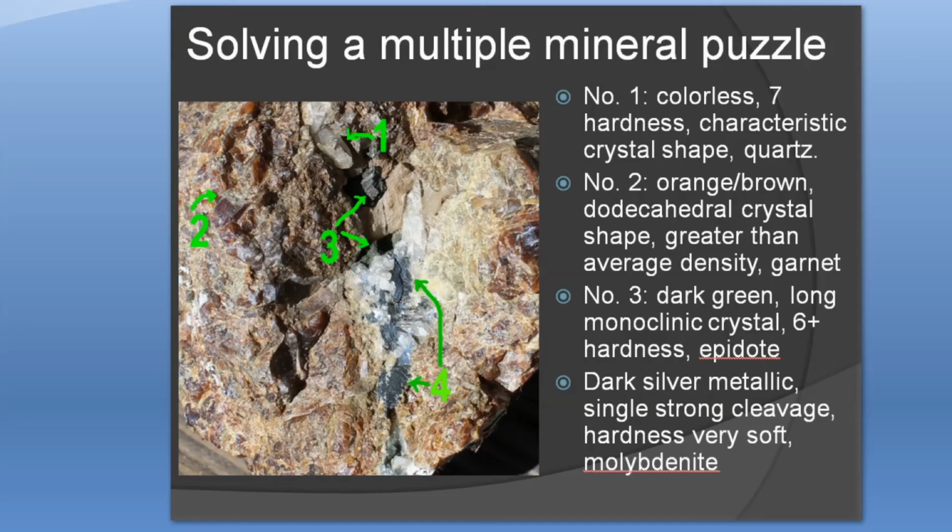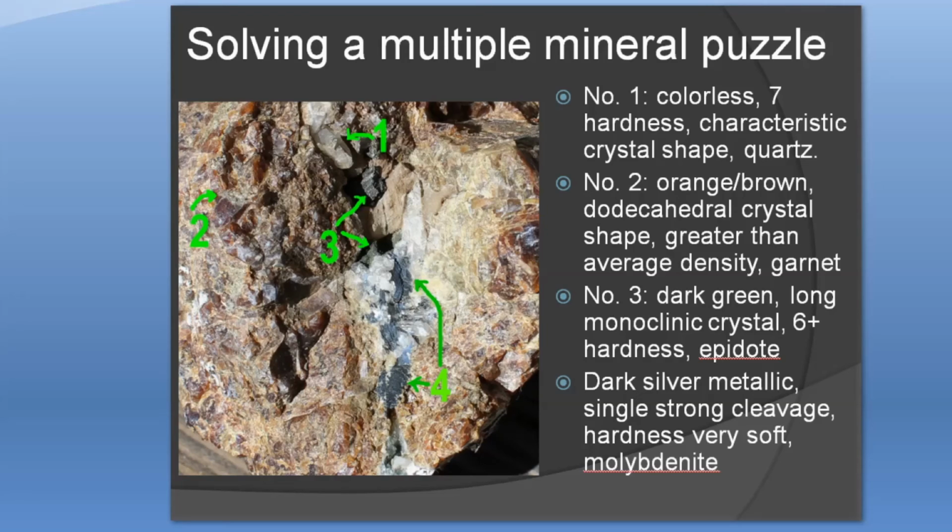Number 2, this is kind of an orange-brown. You can see the bulk of this mineral specimen is that orange-brown stuff. And on some of the other parts of the specimen, you can see that it has a dodecahedral, which is a kind of spherical crystal shape. It has a greater than average density. In fact, if you pick up this whole piece, you'll see it's much heavier than you might have expected it to be. And so greater than average density, and the orange-brown color, and the crystal shape, this is garnet. This is a variety of the garnet family.